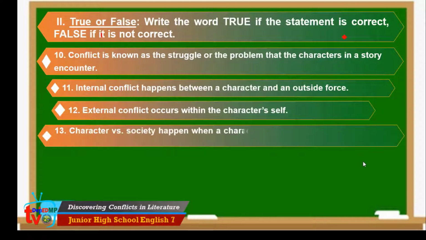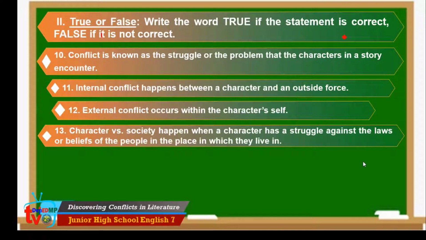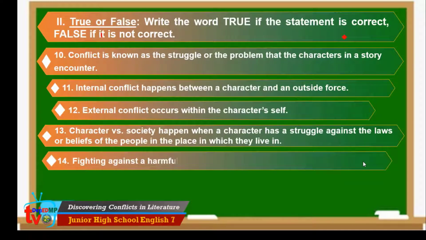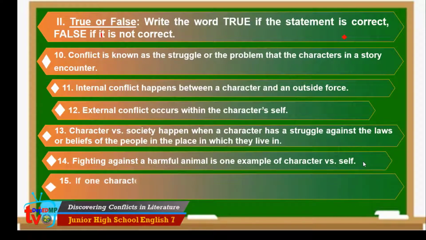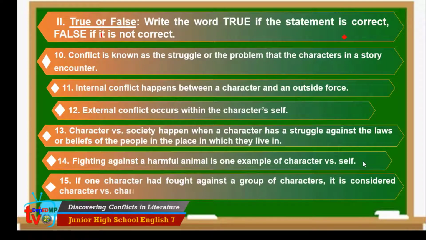Number 13. Character versus society happens when a character has a struggle against the laws or beliefs of the people in the place in which they live in. Number 14. Fighting against a harmful animal is one example of character versus self. Number 15. If one character had fought against a group of characters, it is considered character versus character conflict. There you have it!